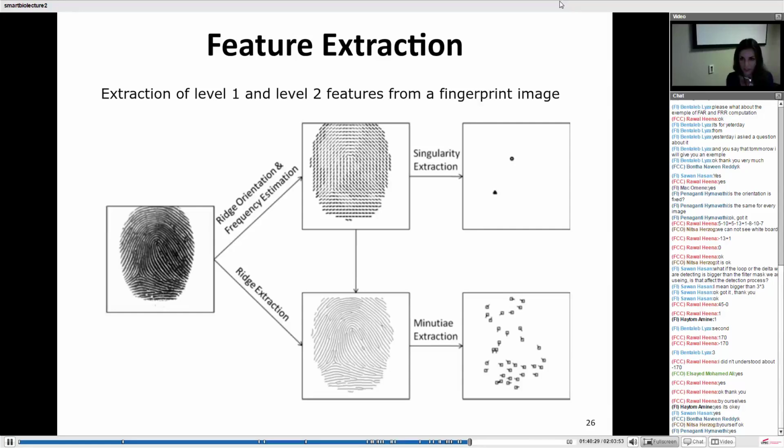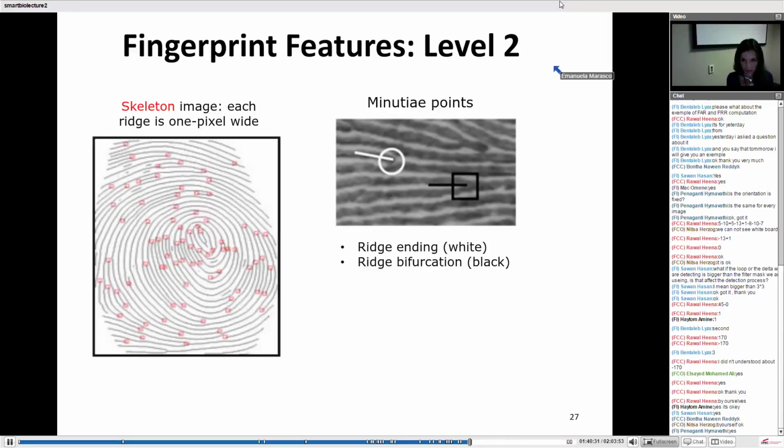So we are now extracting matching features. The matching features are at level 2, so we defined the minutia points. They can be extracted after reducing the image to a skeleton image. The skeleton image is an image where each ridge is 1 pixel wide, just 1 pixel wide, which is normally not the case.